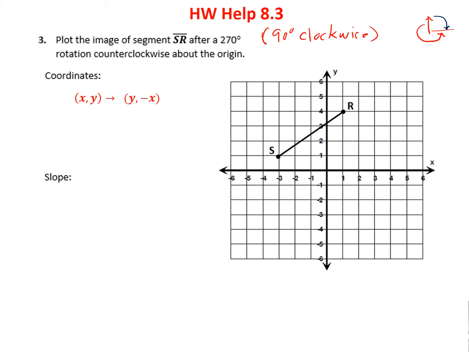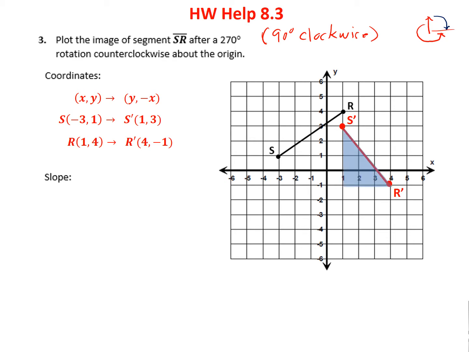Now, the rule we discovered was similar to the 90 degree, except this time the x and the y change, but this time it's the x that becomes negative, okay? So let's put in the numbers here for this. (-3, 1), now we switch them around and have (1, -3), but now it's the x that switches, so the -3 becomes 3. So we have (1, 3). And then likewise for R, (1, 4) becomes (4, -1). And there is our rotation.